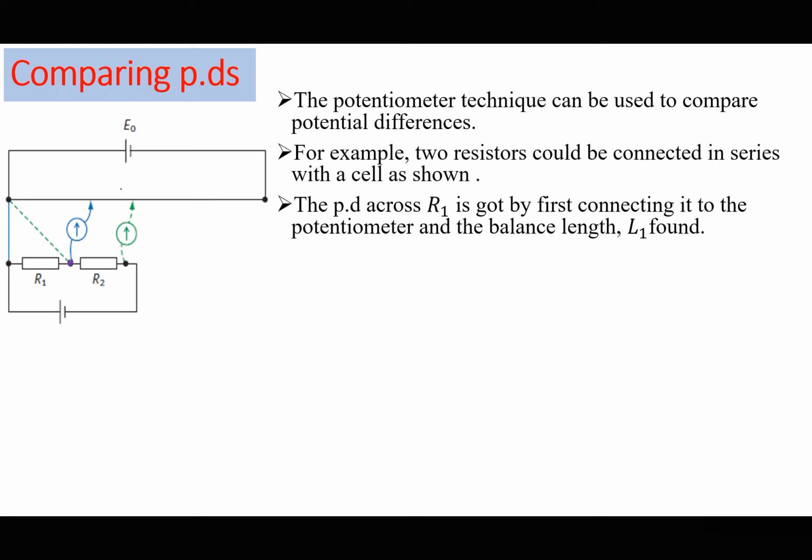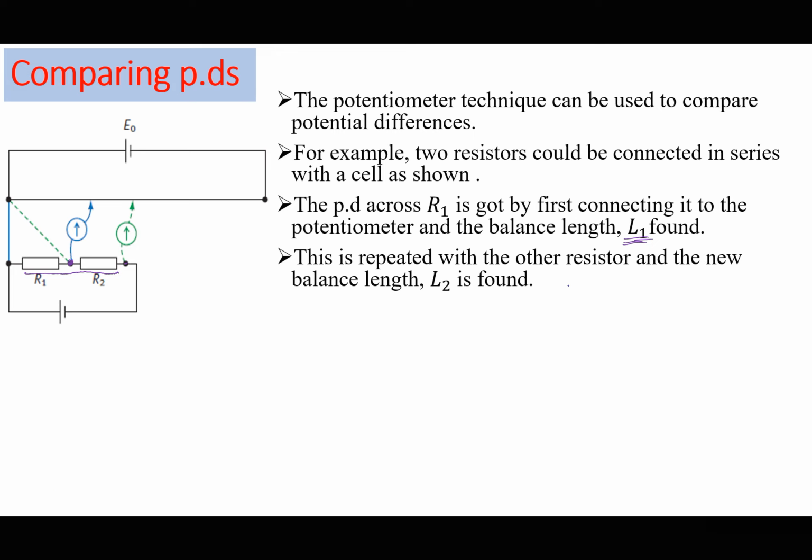We adjust the potentiometer until we get a balance. So we measure the balance length, call it L1. Then we can repeat by placing it at position 2, but now note that the total resistance is going to be R1 plus R2. So this is repeated with the other resistor and the new balance length L2 is found. Then now we can find the ratio of the lengths and the ratio of the PDs.